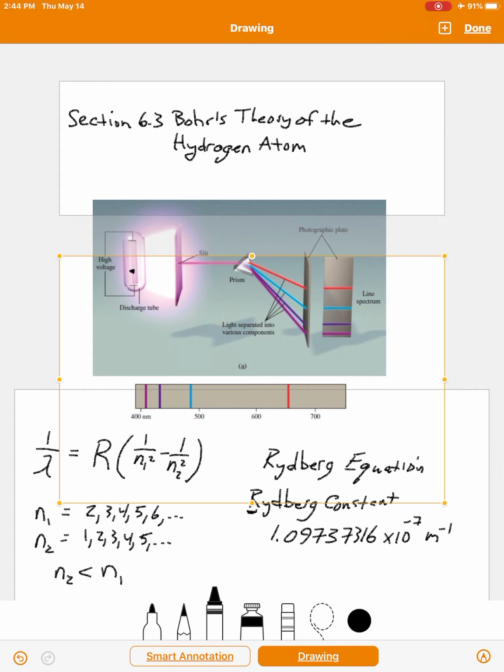It's not 100% efficient. Sometimes the electrons will jump down to a lower level without emitting a photon. It's very difficult for hydrogen atoms to do this, but they can, in theory, release energy in different ways. Okay, and there you go. So that's section 6.3, Bohr's theory of the hydrogen atom. Of course, the practice and sample problems are very important for this.